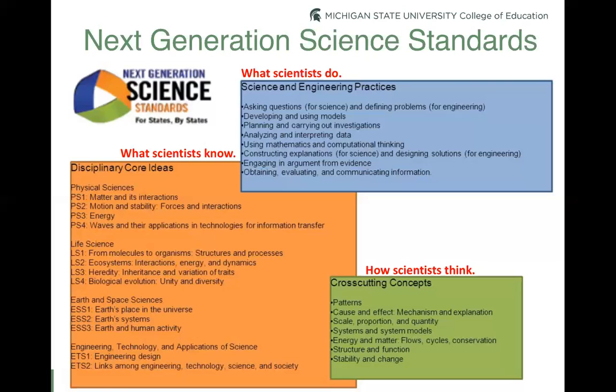The third part then is in a green box here, and that's our cross-cutting concepts. And that's what scientists think. And this is maybe the most difficult one to understand, because I think the blue and the orange parts really come naturally to us. But the green part seems maybe a little more esoteric. But it's really how scientists think.